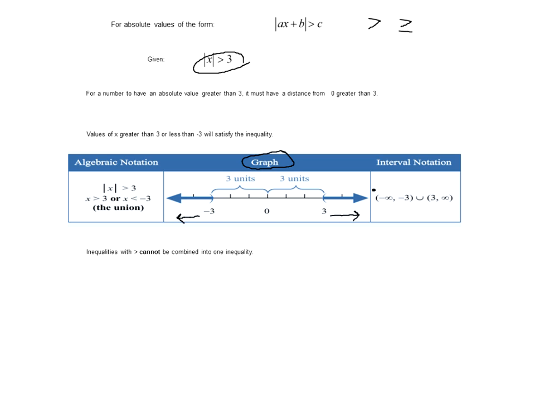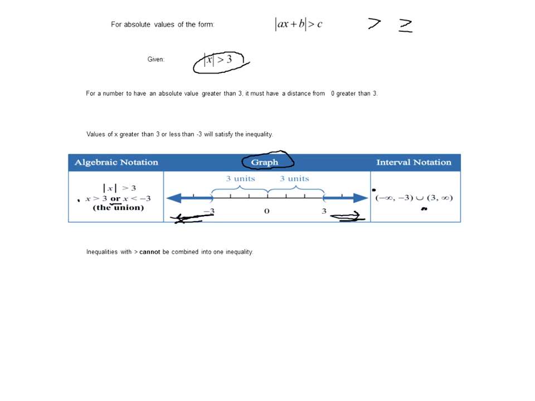The interval notation you can see is made up of two intervals connected by a union symbol. The union symbol looks like a U that's kind of been stretched out. So you basically just do an interval for this side, do an interval for this side, and connect them with a U. The algebraic notation is similar, except you connect the two algebraic notations with the word or.